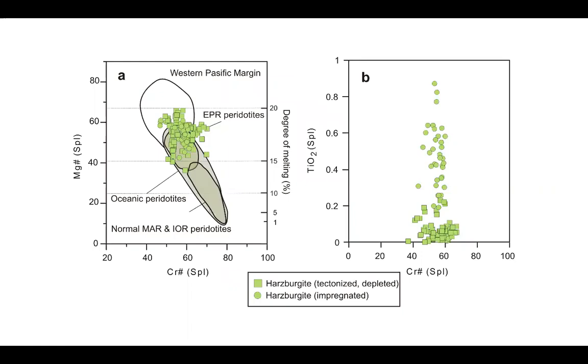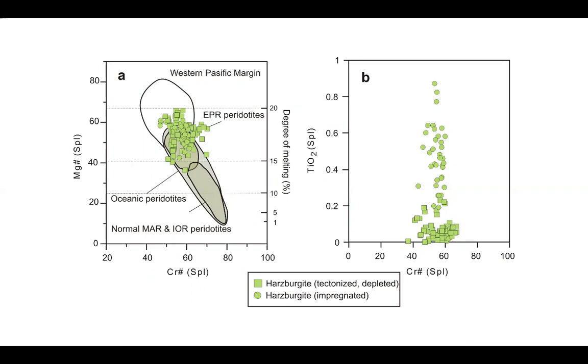Chromium number of spinel in impregnated and depleted mantle harzburgites shows similar compositional range, between 46.8 to 62.3 and 49.3 to 70.4. Spinel chromium number and magnesium values are compared with partial melting degree for comparison.